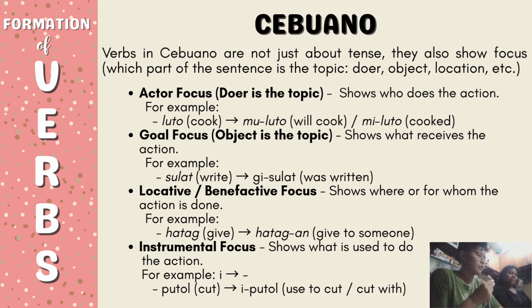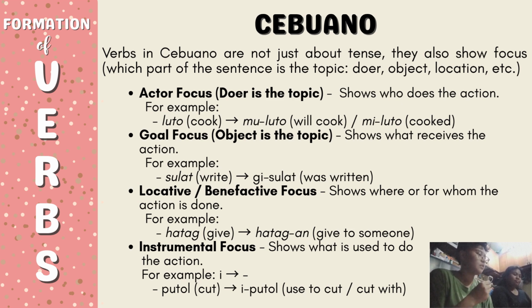Under actor focus, we have affixes such as mu, mi, mag, nag, ma, na, and the infix, which mark different action states. For example, from the root luto, meaning cook, we get muluto, meaning will cook. We also have nagluto, meaning was cooking, and maluto, meaning can be cooked.